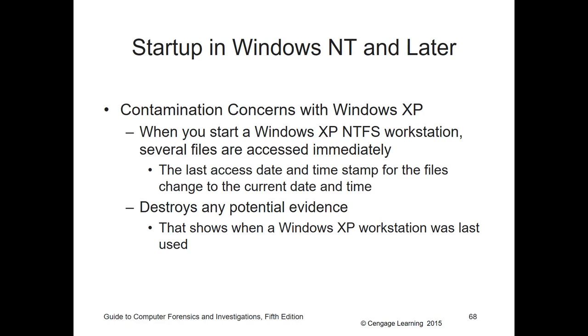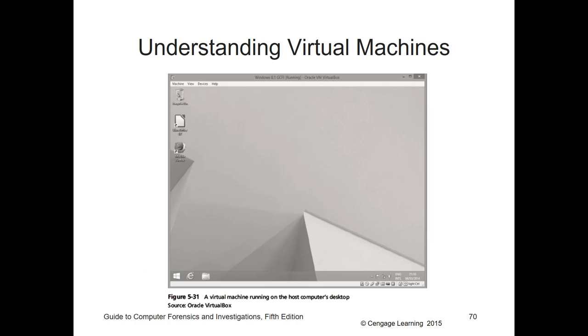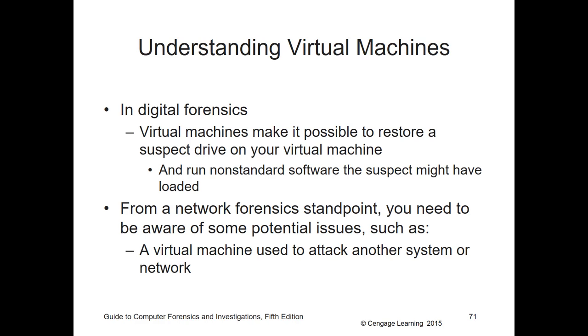So let's talk about VMs for a little bit. VMs are a nice way for us to create a representation of a computer, or a copy of a physical machine. We can create a virtual machine off of a hard disk. We have to have the space, so we have to be able to allocate space for it, but it should mimic a machine. We're talking about a VM for digital forensics. This allows us to pull an image of a suspect's computer and be able to access the suspect's hard drive using that virtual image.